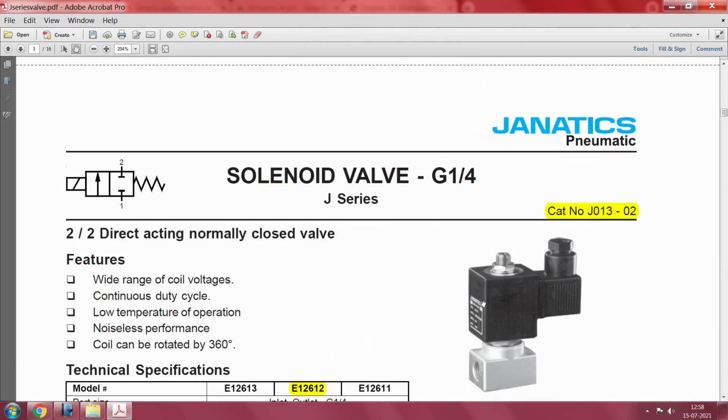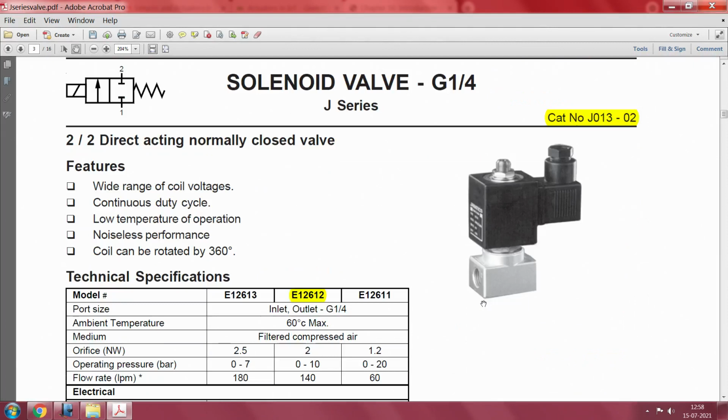Okay. So, there you are, this is the valve of interest, category number is J013-2. You can see features are wide range of coil voltages, continuous duty cycle, and low temperature of operation, noiseless performance, coil can be rotated by 360. Why should you see a picture like this when I have this in my hand? So, let us look at my hand now.